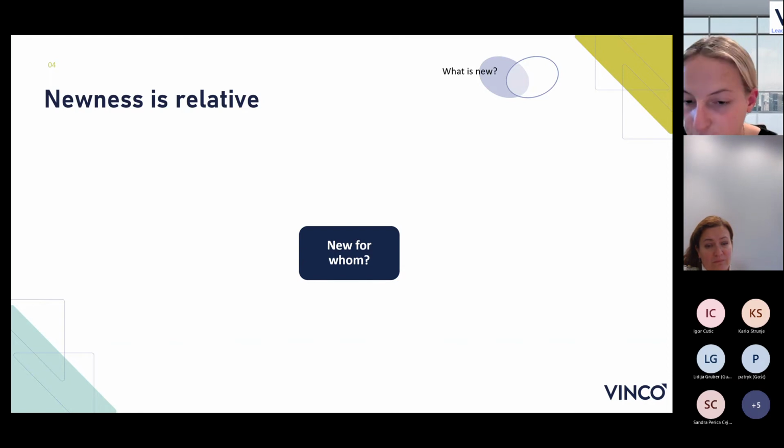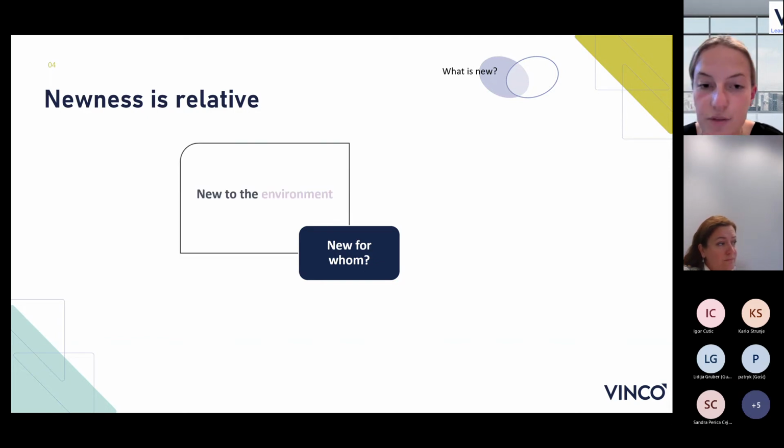So for example, your firm might try to apply technologies it masters in a new market. So to the firm, the technology is old, while to the environment, it is new. So here, environment means market, industry, country, and in particular, this offers significant opportunities to international firms, as what is known in one local market might be perceived as new in another.